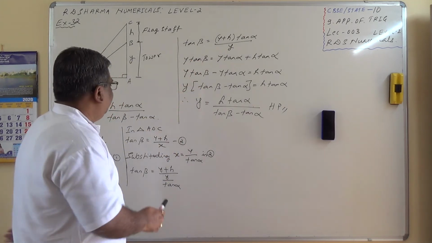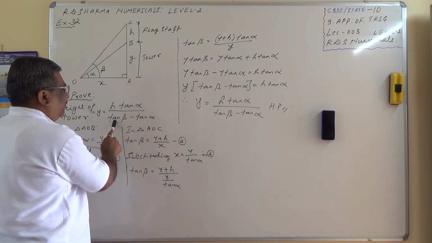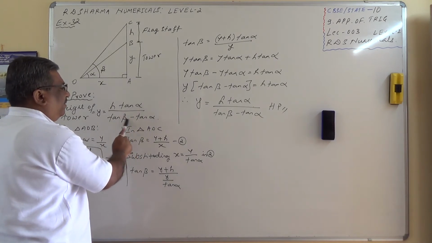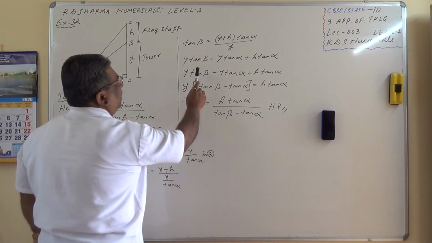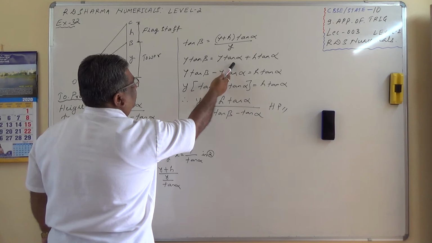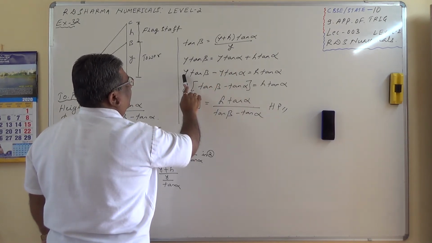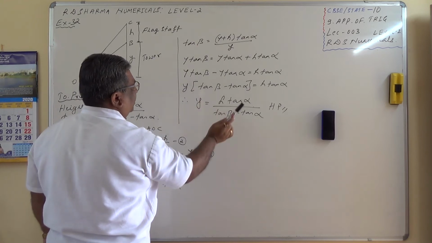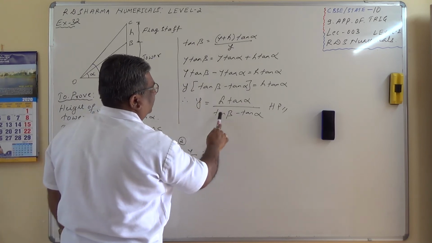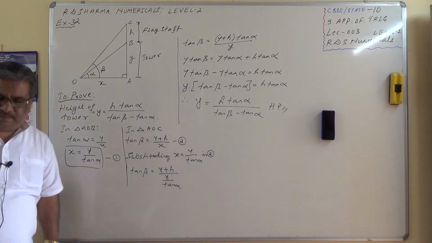But remember, we require positive h tan alpha, and here it should be tan beta minus tan alpha. Therefore, in order to get tan beta minus tan alpha, we transposed y tan alpha this side, and finally took y common, and once again transposed to get the value of y as h tan alpha by tan beta minus tan alpha. Make a note of this.